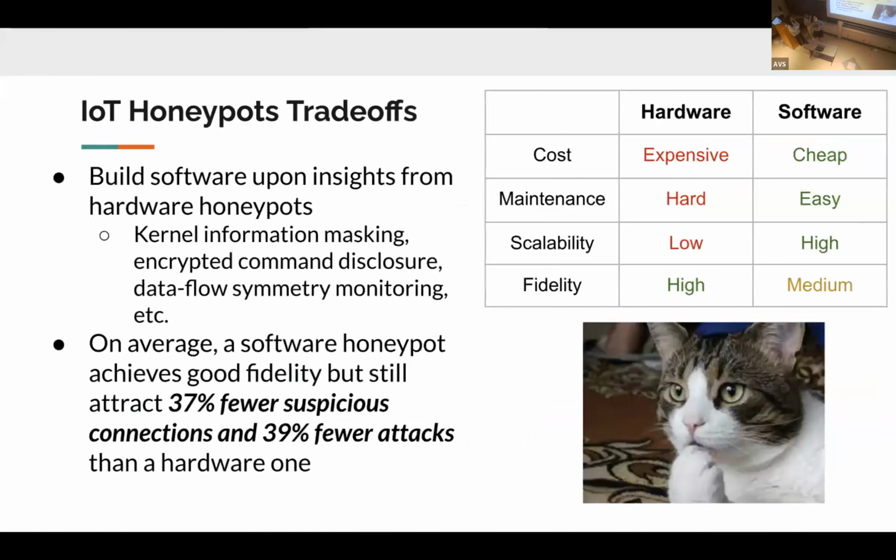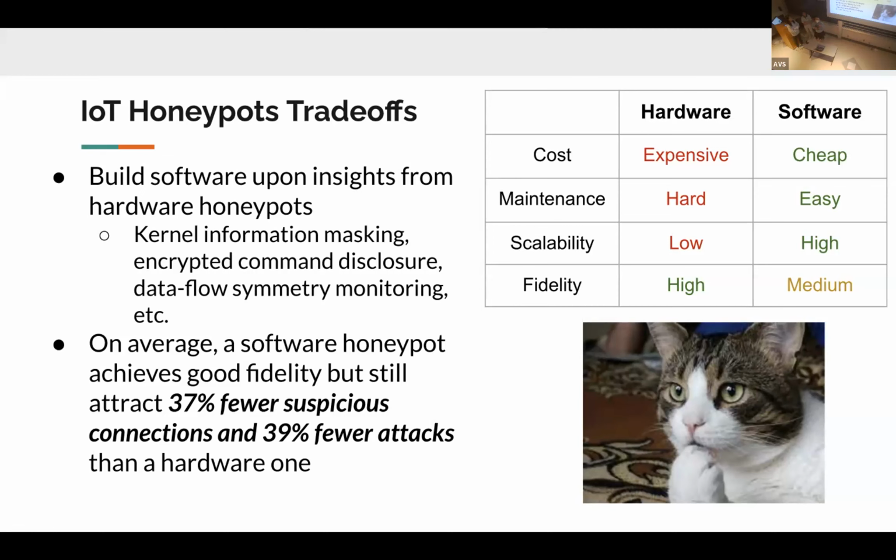The authors actually started with building the hardware honeypots, and then they found that due to some practical limitations, the hardware honeypots are costly and require pretty high maintenance overheads. Therefore, they started to think about software honeypots. As the software honeypots are much cheaper and easier to maintain, they are also much easier to deploy at scale.